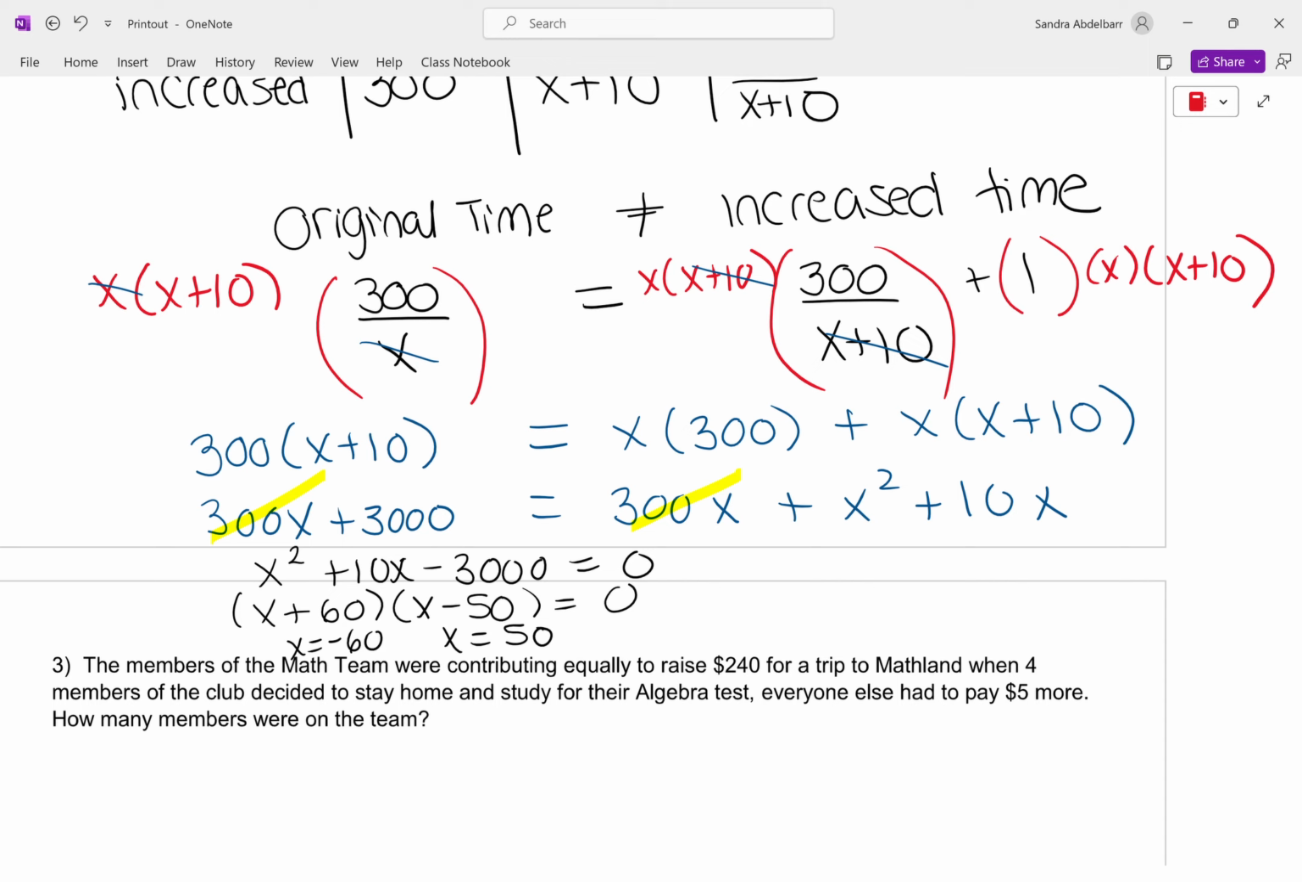Can we have a rate of negative 60 miles per hour? No, you cannot have a rate of negative 60 miles per hour. So for that reason, what am I doing? Rejecting the negative 60. So find the new speed. x is not the new speed. What is x? The old speed. Good. x was the original speed. So the new speed will be 50 plus 10, which is 60 miles per hour.